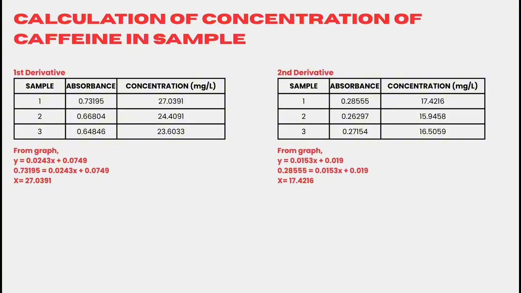Moving to the second derivative, the calibration graph equation was y equals 0.0153x plus 0.019. For sample 1, the absorbance value was 0.28555, and after substituting into the equation, the concentration calculated was 17.4216. Overall, the first derivative method produced higher concentration values compared to the second derivative method.